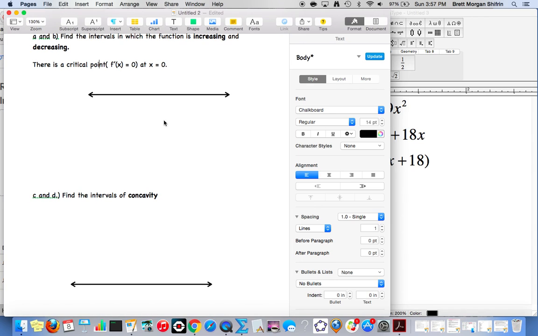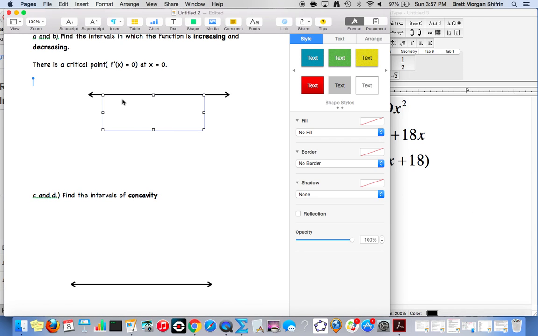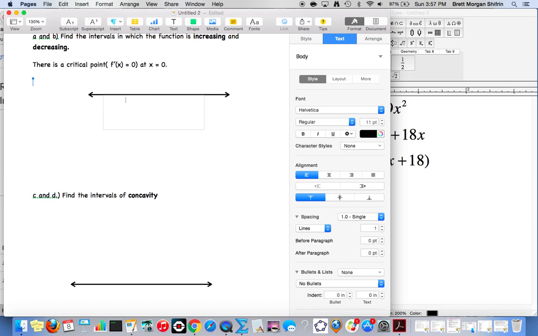Let me make this bigger. All right. So if I look here, what I want to do is put a marker for 0. Let's say it's there. Then over in this area here, we want to know, is it positive or negative? If it's positive, hence the first derivative is greater than 0, then we know that our function is increasing. If it's less than 0, then we know it's decreasing.